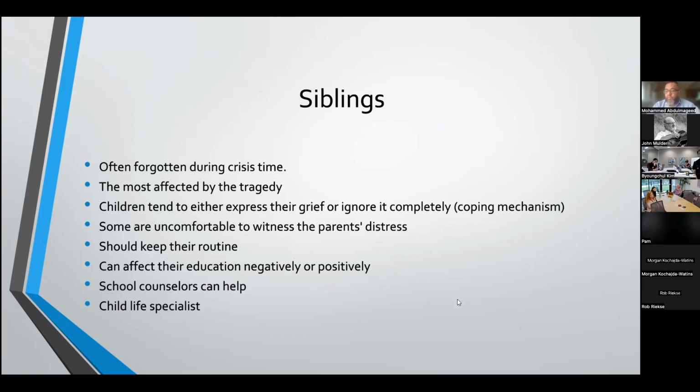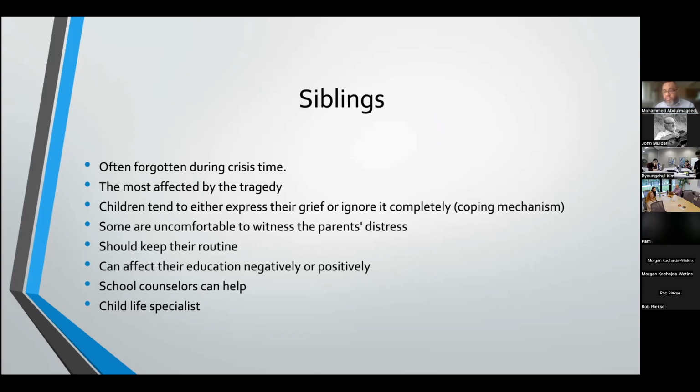Keep the routine. One of the pieces of advice we give to the parents: do not stop. If your child died today and his sibling has daycare the next morning, send your kid to the daycare. If you promised him to go to the movies, do that. Do not stop the routine, because you don't want children to feel that the tragedy itself is affecting their life, because it can have bad impacts. It can affect their education negatively or positively.